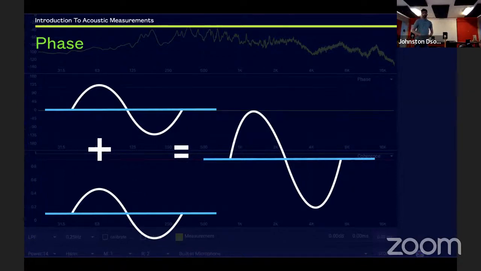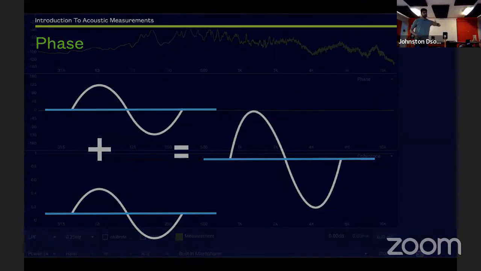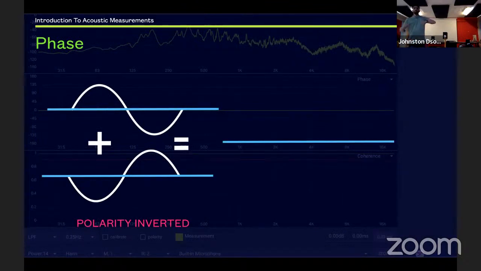What happens when you do the opposite? This is called polarity inverted, where the peaks are opposing each other. One peak is positive, the other peak is negative, and they are playing at the same time. What you get is no signal.